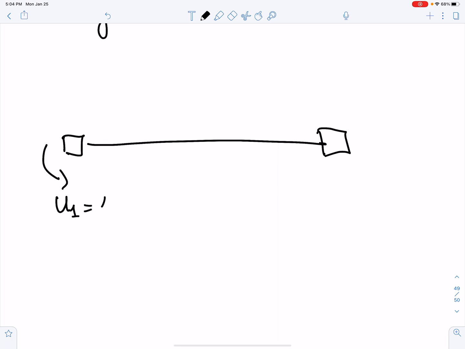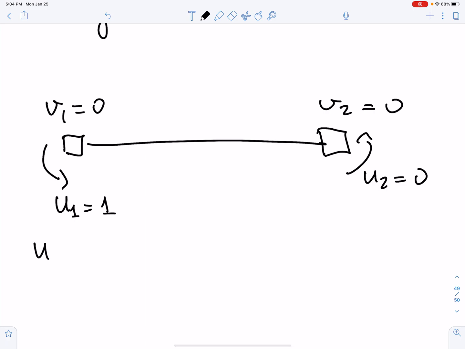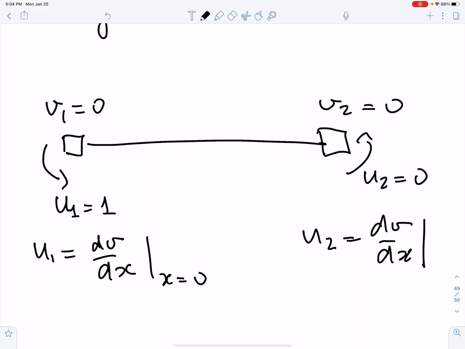All right, we're going to set U1 to be 1, we're going to set U2 to be 0, and also our vertical displacements are 0. So V1 is 0, V2 is 0. U1 is dv/dx evaluated at x equals 0, and U2 is dv/dx evaluated at x equals L. So rotations or slopes, as I said.